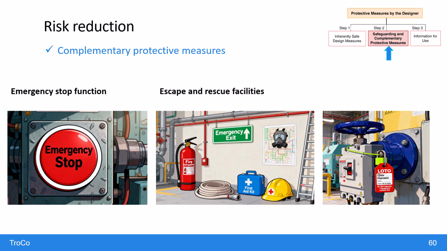Escape and rescue. Examples include escape routes, shelters, movable elements, anchorage points for descender devices, and communication systems so trapped operators can call for help. Isolation and de-energizing, also known as lockout-tagout or LOTO. This procedure prevents the accidental release of hazardous energy during maintenance, repair, or cleaning. The equipment is shut down, isolated, locked, and tagged until authorized personnel complete the work and remove the devices.